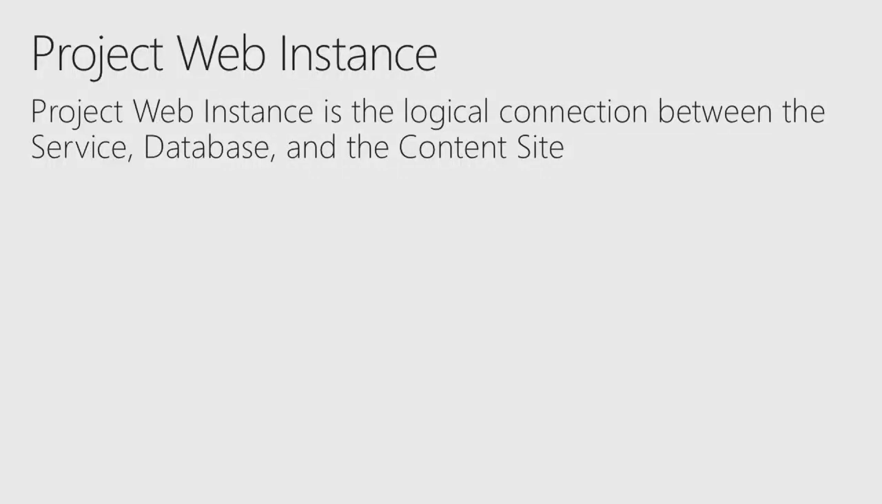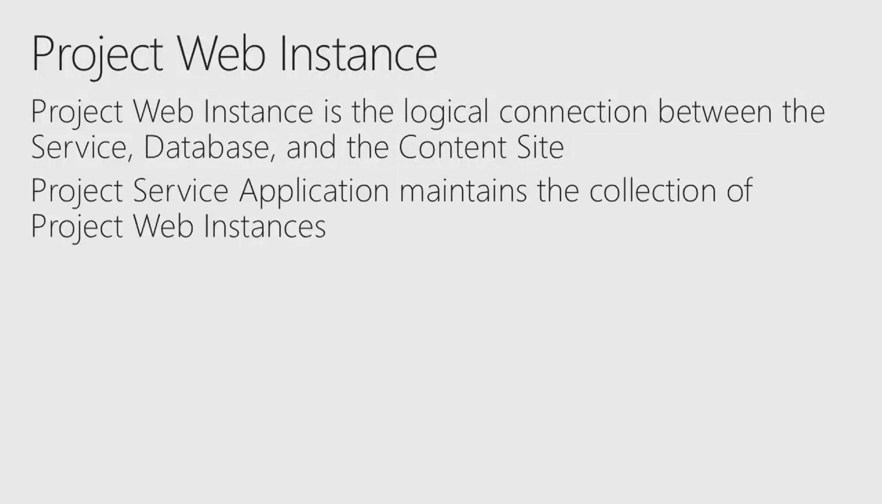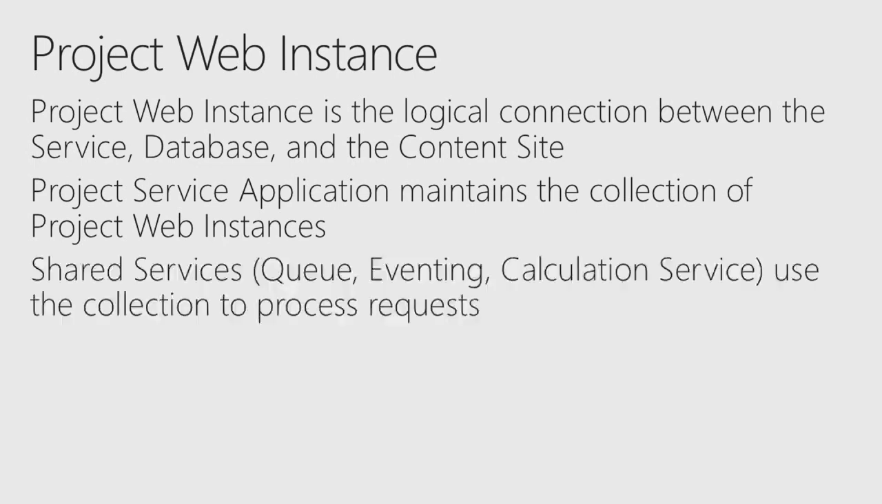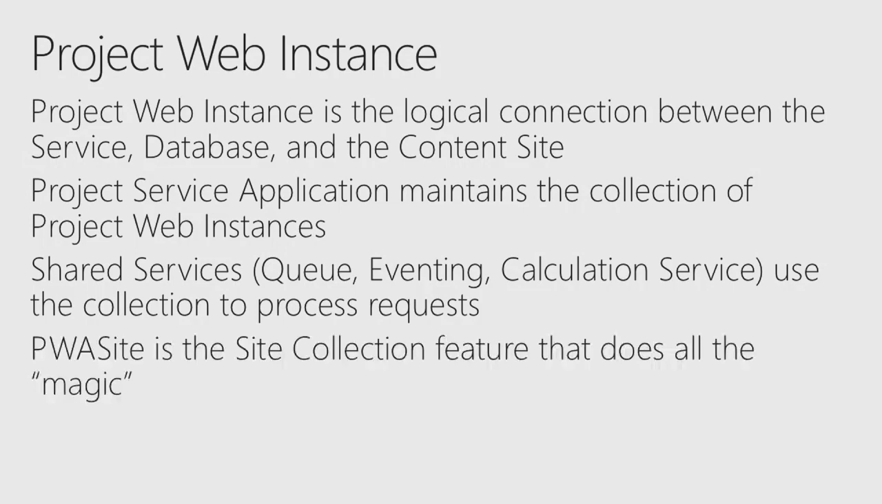So the project web instance is a logical connection between the service, the database, and the content side. The project service application, if you think about the persistent object hierarchy in SharePoint, is the parent of the web instance object that maintains the collection. Shared services, the queue, the eventing, the PCS, query the project service application to process requests. That's how the queue knows. It goes to the service application and says, give me all the sites that have Project so I can go and service the requests. And we created this PWA site collection feature that does all the magic. That's how it's all set up.